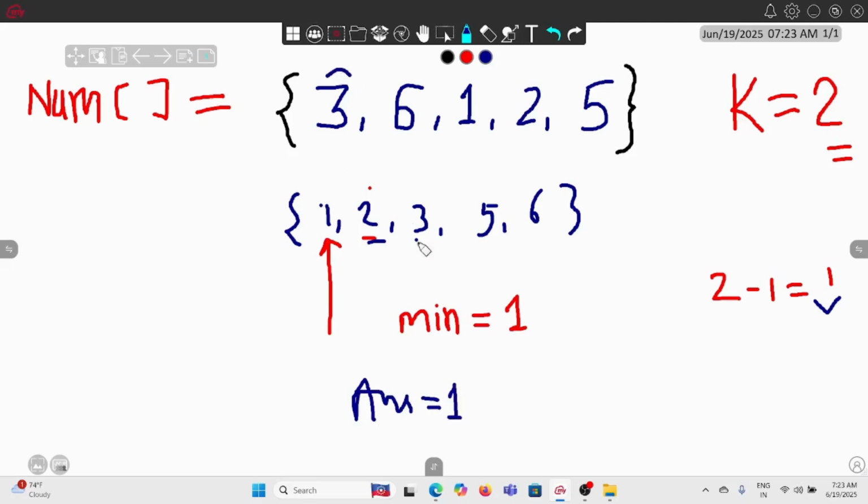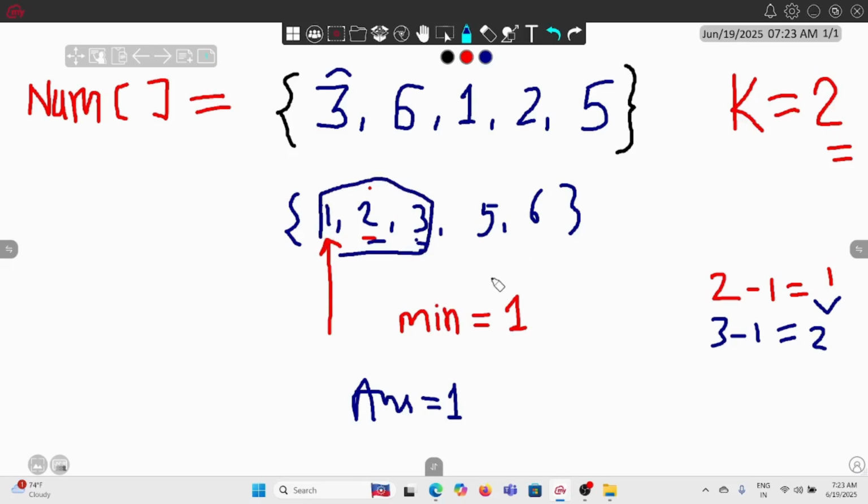So now we are coming to 3. We will check what is 3 minus min. So 3 minus min is also equal to 2, which is not more than k. So 3 is also included. So the answer we are not increasing so far. Okay, now finally, what will happen after we are going 1, 2, 3?